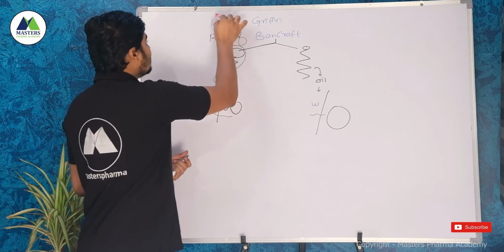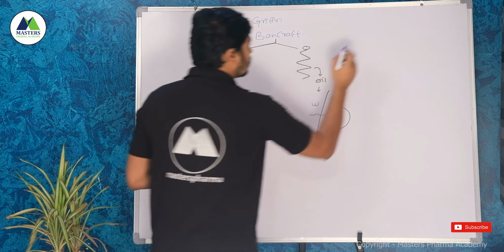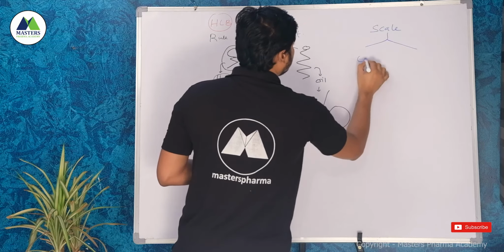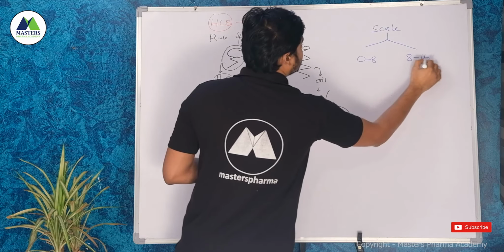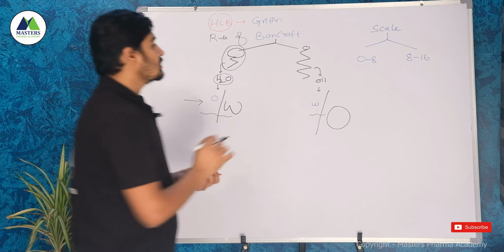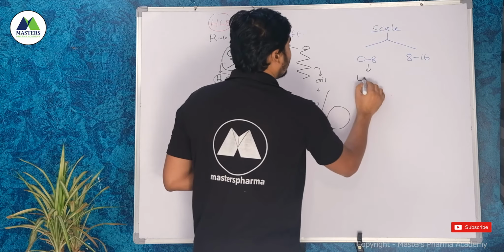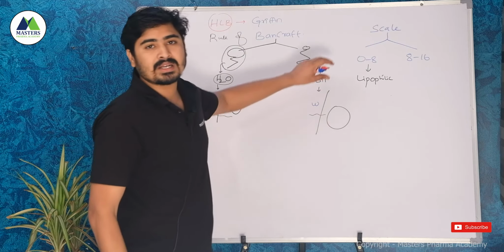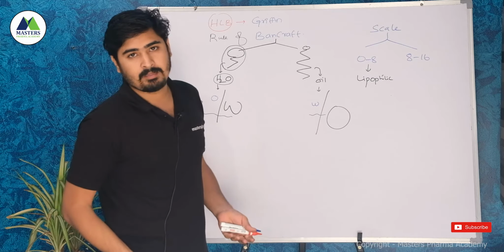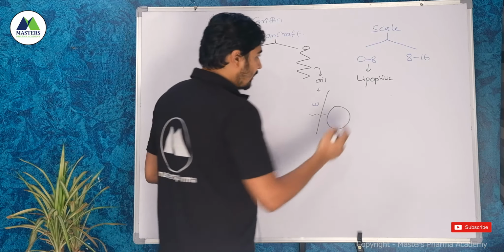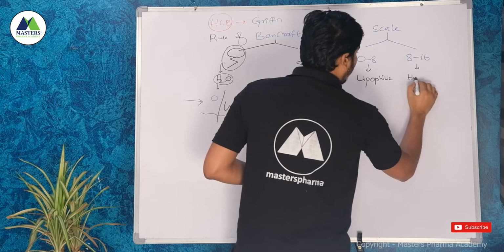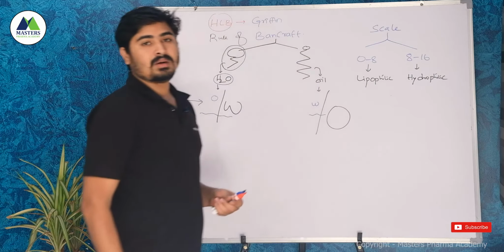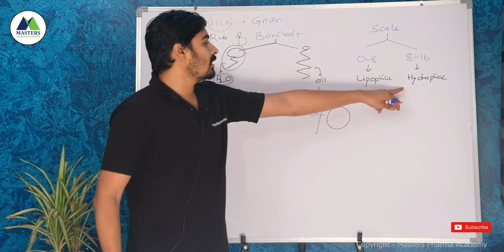Okay. So the HLB scale that is given by Griffin, we can divide that scale into two portions: 0 to 8, 8 to 16. The portion belonging to 0 to 8 is lipophilic in nature. Lipophilic means the agents present in this region are more soluble in lipids or oils. And 8 to 16 is related to the hydrophilic, means the agents which are more soluble in water belong to 8 to 16.